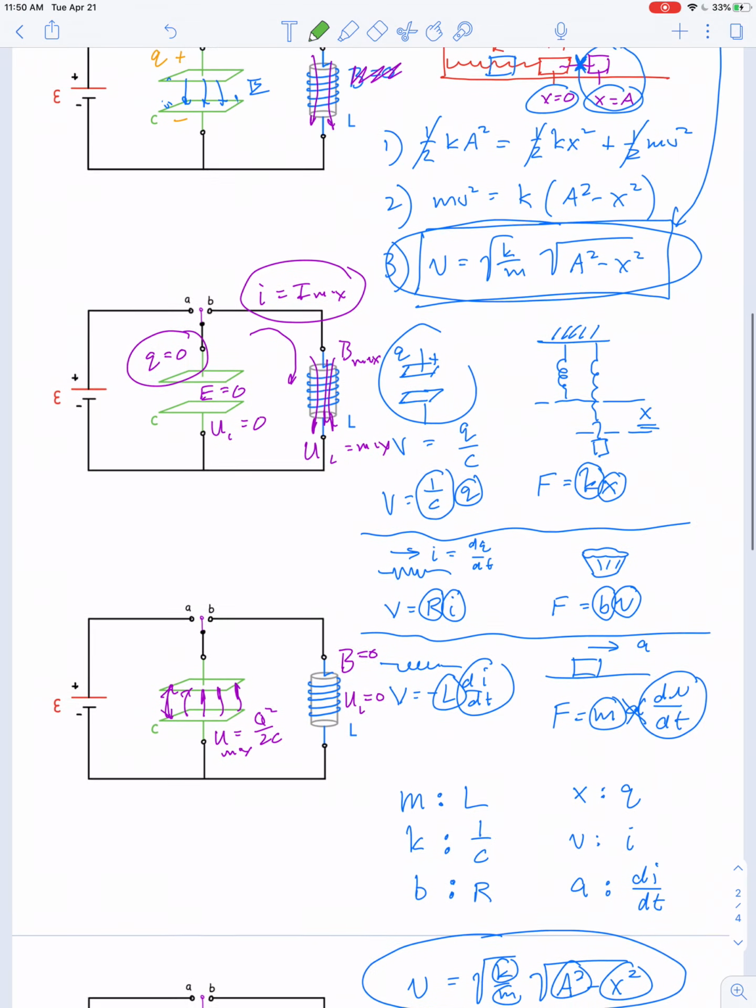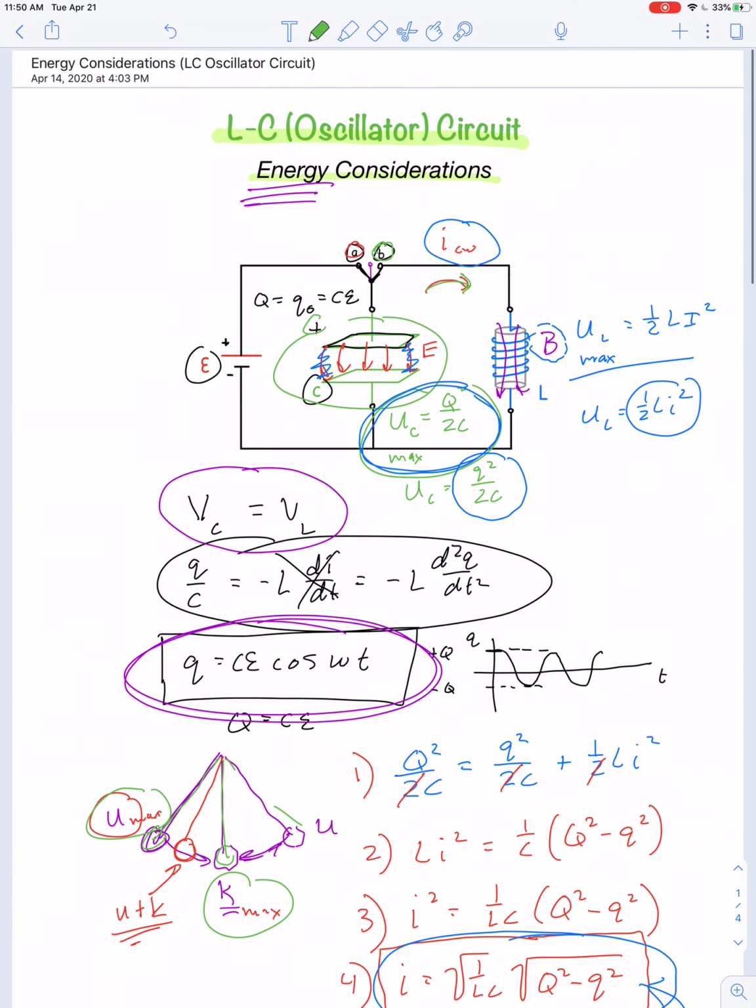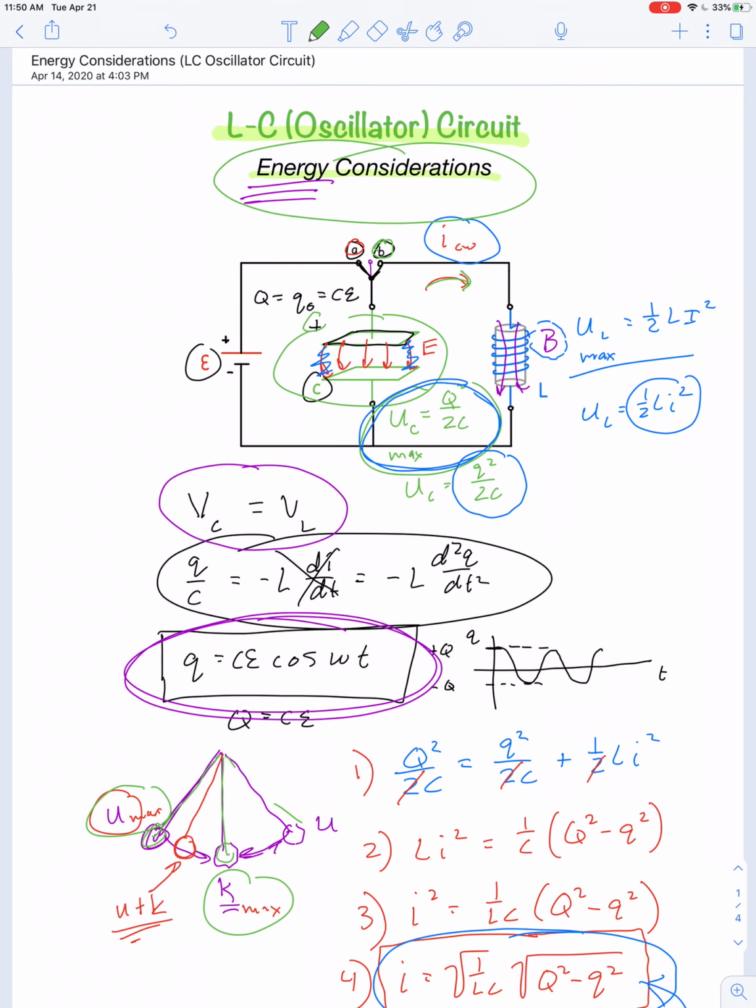So just a little insight into the energy considerations of the oscillating LC circuit and how that behavior is analogous to a mechanical oscillator made of a mass vibrating on a spring.